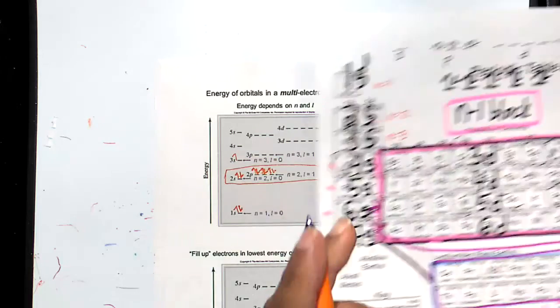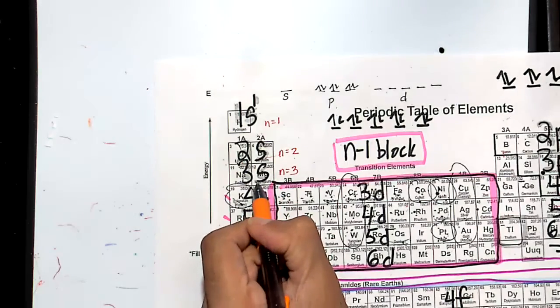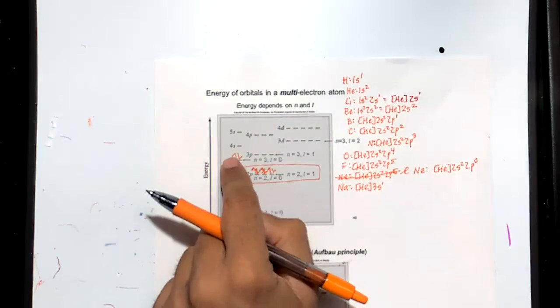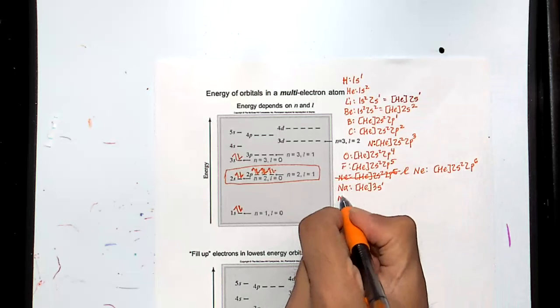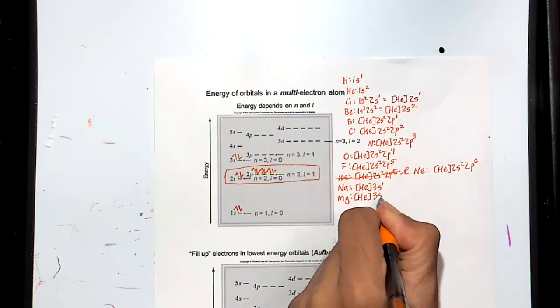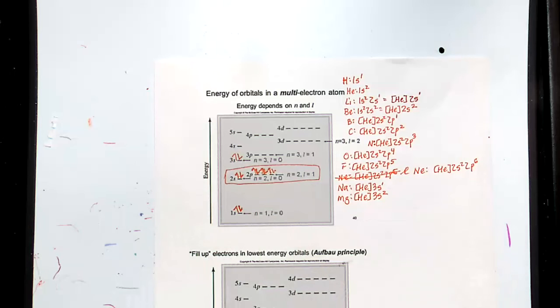All right, next one after sodium is magnesium, Mg. So magnesium, we're going to fill up that 3s. So magnesium is helium 3s2.